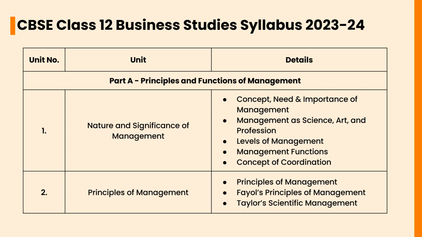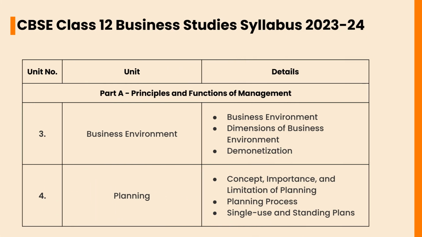In Part A, Nature and Significance of Management consists of the Concept, Need and Importance of Management, Management as Science, Art and Profession, Levels of Management, Management Functions, and the Concept of Coordination. Principles of Management consists of Principles of Management, Fayol's Principles of Management, and Taylor's Scientific Management. Business Environment consists of Business Environment, Dimensions of Business Environment, and Demonetization.